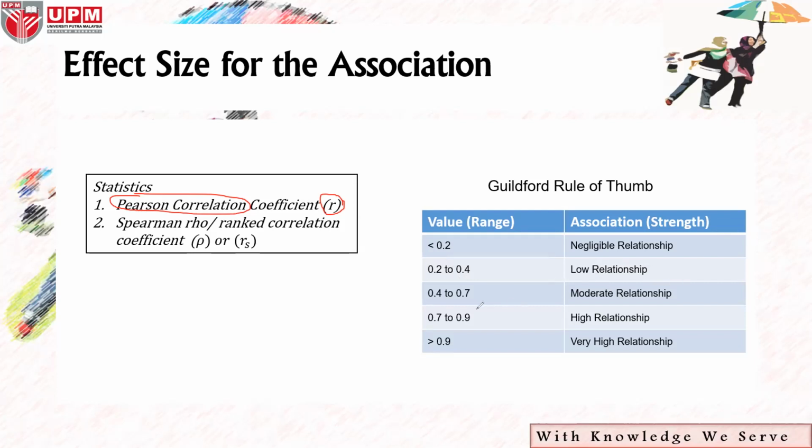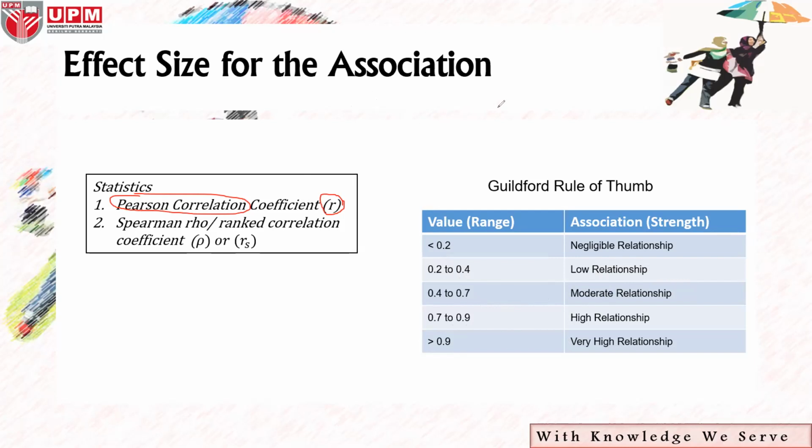If the value ranges from 0.4 to 0.7, it's considered to be moderate. If the value ranges from 0.7 to 0.9, high relationship, and if the value is above 0.9, very high relationship. So you need to recall, saya rasa saya dah sebut sebelum ni.